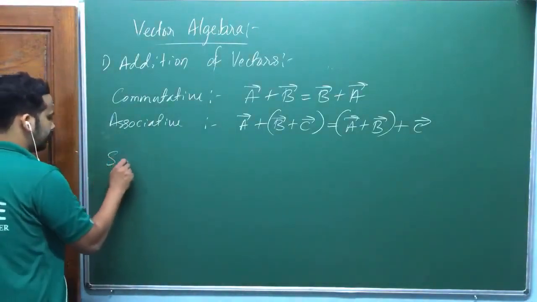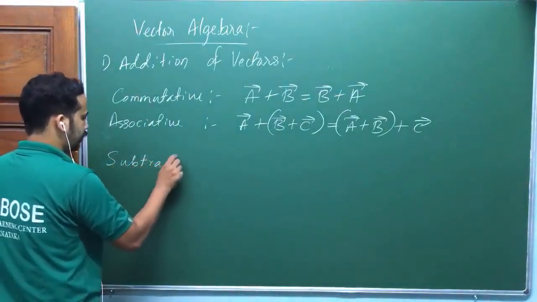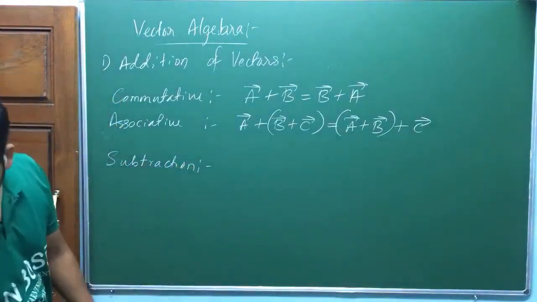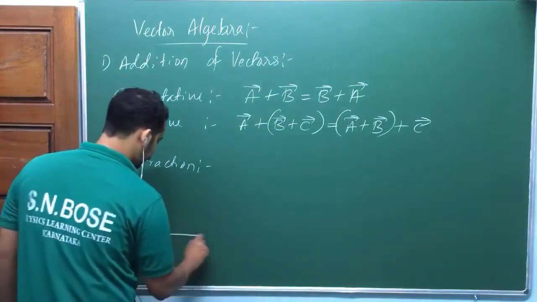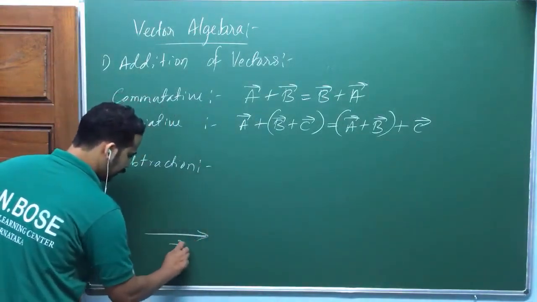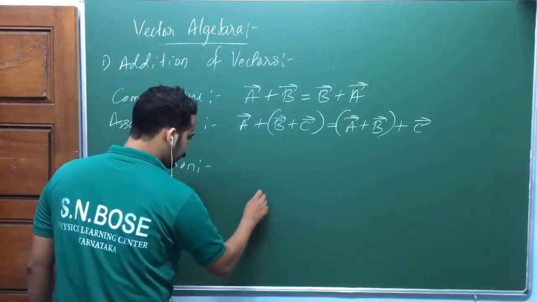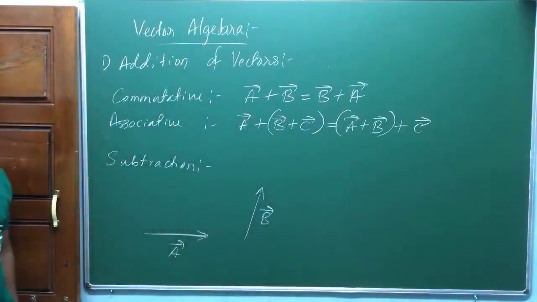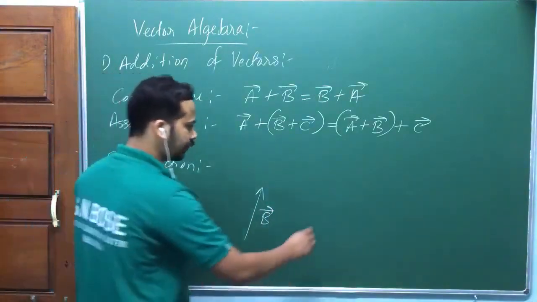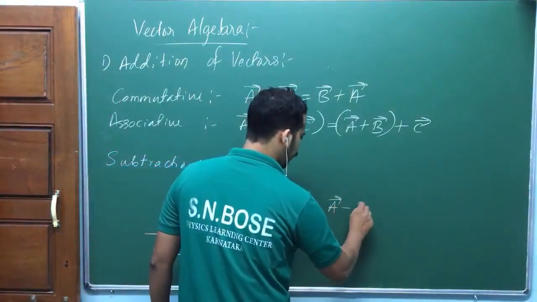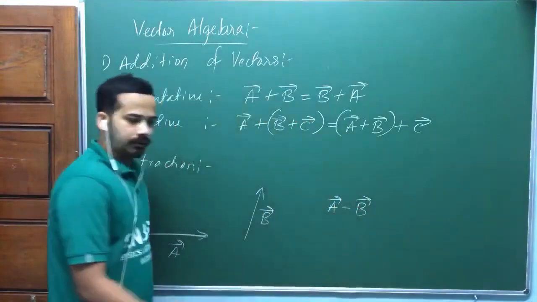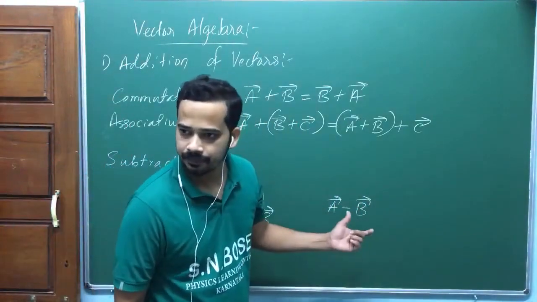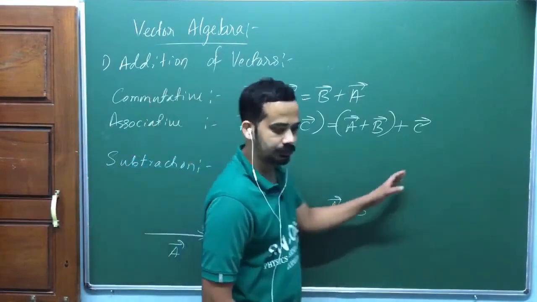Now let me take one more idea here: subtraction of a vector. Suppose I have some vector A here, I have one more vector B here. Now I have to find A minus B. I have to find vector A minus vector B. We can do it by addition of A with minus B. I think I didn't define this one.